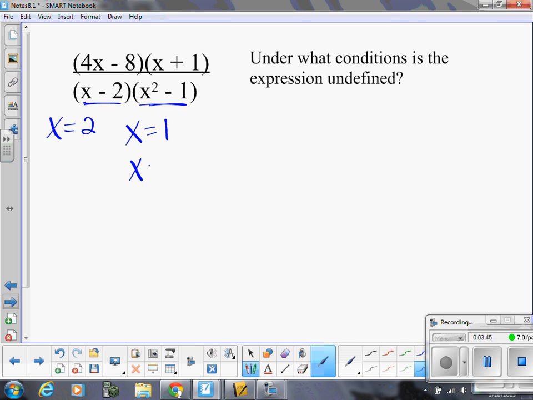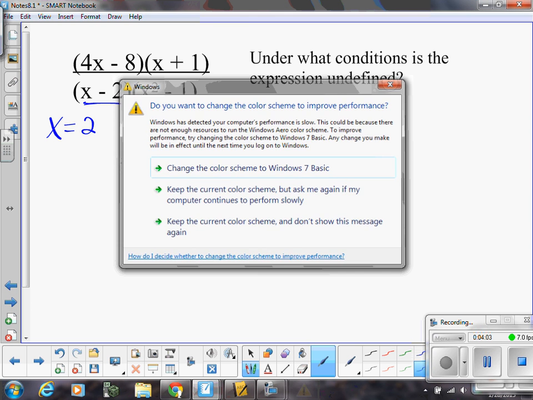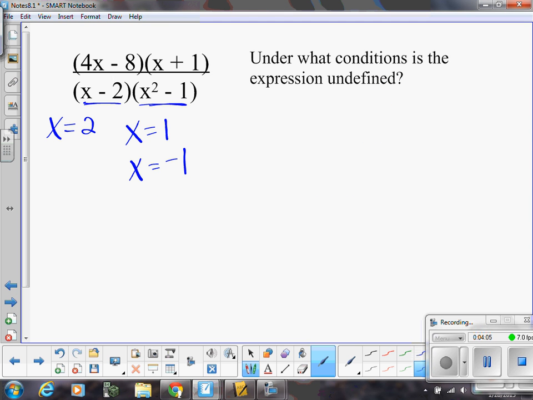There's another number you can plug in there. What do you think it is? Somebody said -1. If you plug -1 in, what will happen to -1 when you square it? It turns to +1, so -1 squared minus 1 is 0.